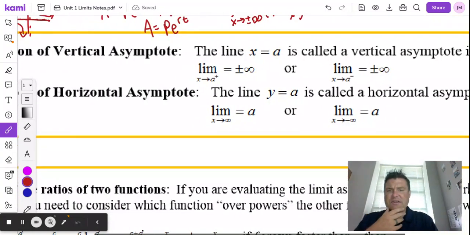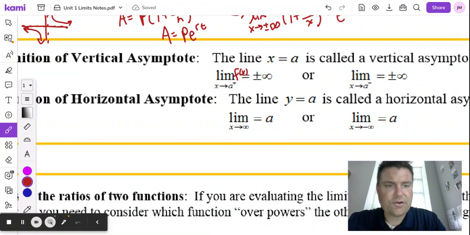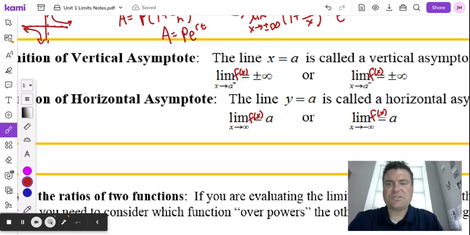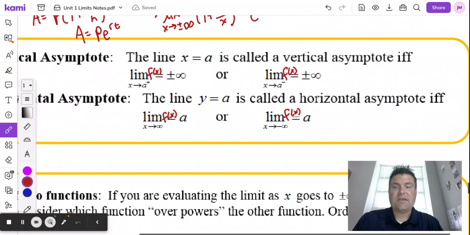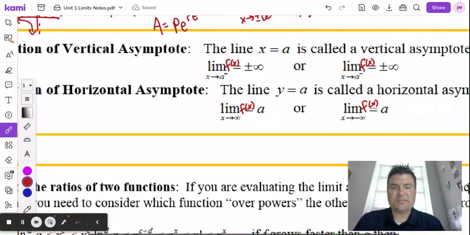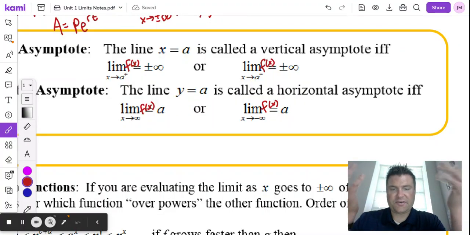Some definitions here. I hate how this is written. So if we can just add f of x's in all of these, because this is proper notation then. Bugs me a little bit. But essentially, to prove a vertical asymptote, which is something you should have done in pre-calculus, which is this top one here, you just need one direction to give you either positive or negative infinity. You do not need to prove both sides. Just proving one side is enough.